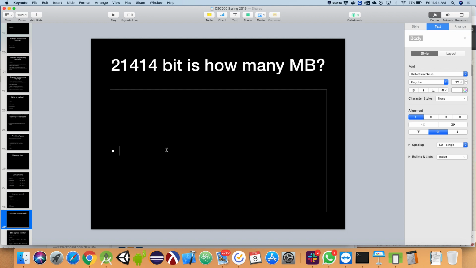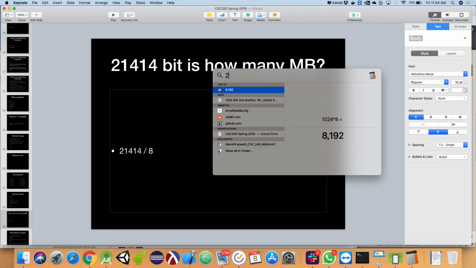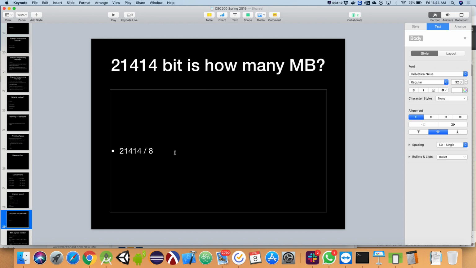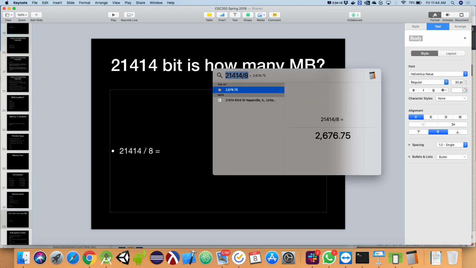All right, so 21,414 bits. The first thing we're going to do is take that over to bytes. What do I need to do to get that to bytes? Divide that by 8, because there are 8 bits in 1 byte. So 21,414 divided by 8 gets me this number. Not that number. I think I must be copying too quickly. My computer can't keep up with me. Slow latency.